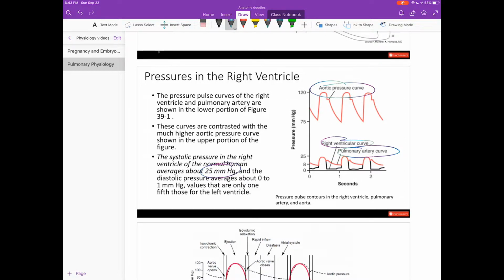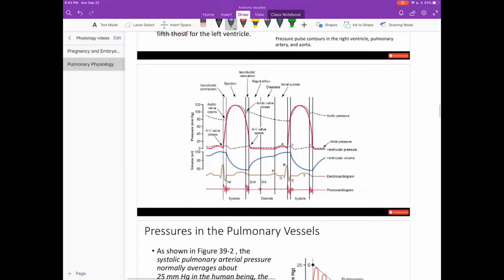And the diastolic pressure, diastole, which we'll learn more about later, that pressure averages to 0 to 1 millimeter. And that becomes important later, particularly as we expand this curve and we look at it here.